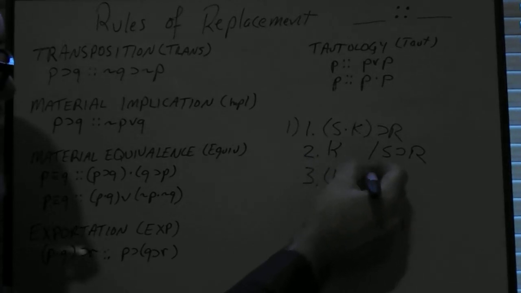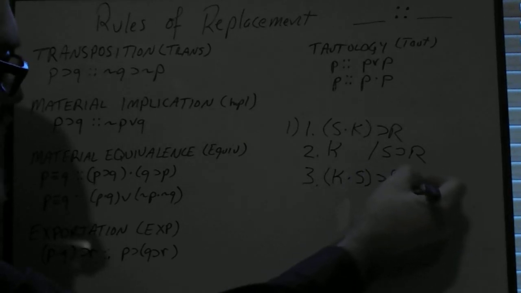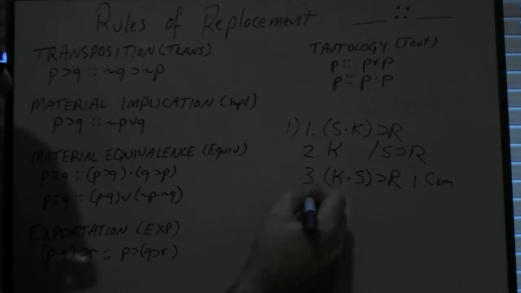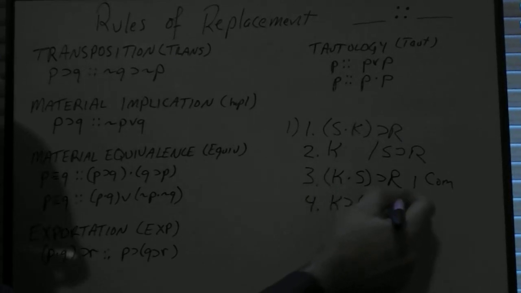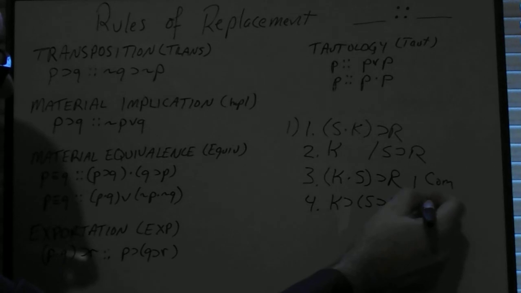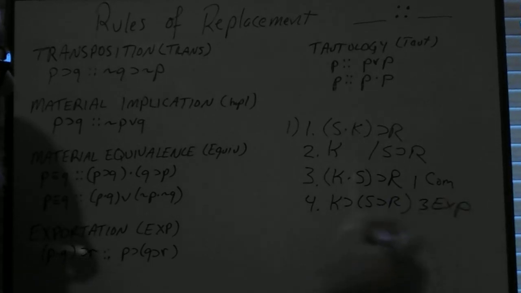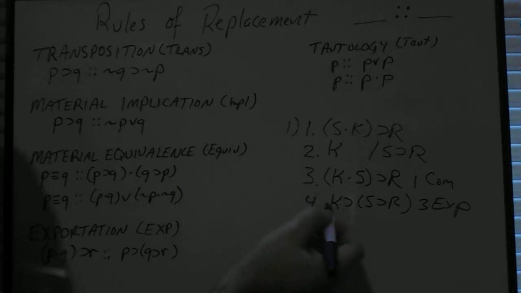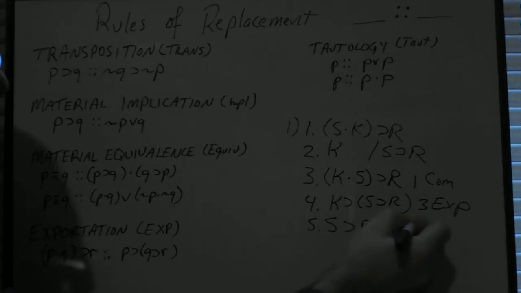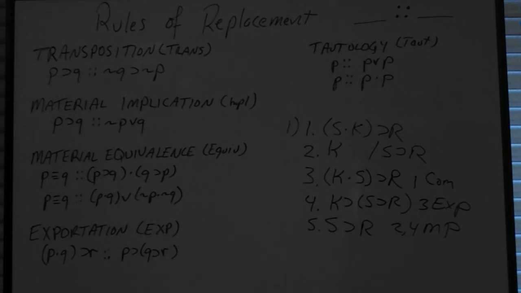In this particular instance, it would be necessary to do that. It would become K and S then R from line 1 through a commutativity of the S and K to K and S. Then, using exportation, K and S then R would become if K then S then R from line 3 through exportation. And then lines 2 and 4 make a modus ponens. If K then S then R, K therefore S then R, 2, 4, modus ponens, and that one is proved.